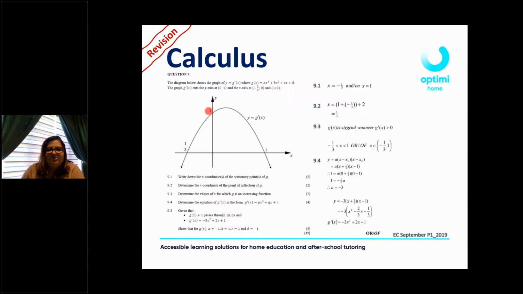And now I can substitute in my other point of this graph, which is (0, 1), which means x is then 0 and y is 1. And I get then that a, my other variable in here, is equal to negative 3. So I'm just going to substitute that negative 3 into the a over there, still with my two intercepts, and then do a bit of simplification, multiplying out your brackets and then multiplying in my negative 3, and you will get that your g'(x) is equal to negative 3x² + 2x + 1. So this is the one method.